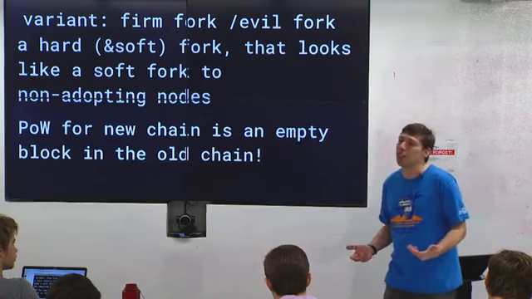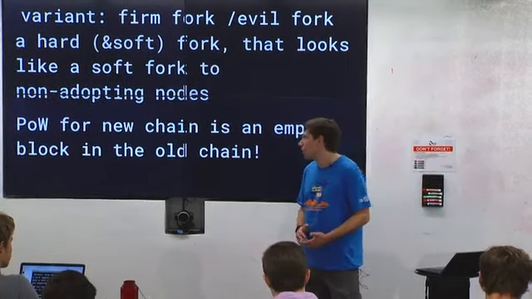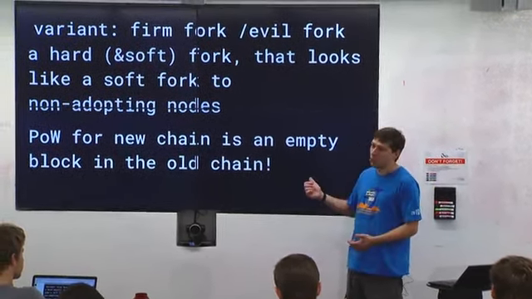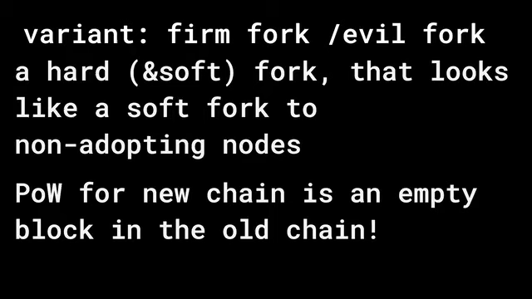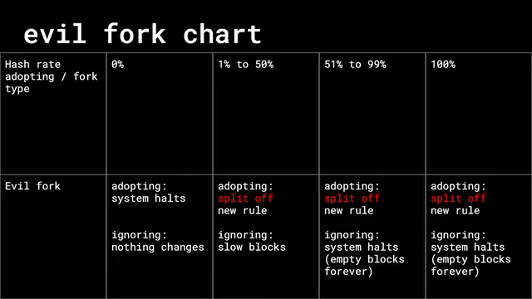It's totally deterministic. You just say, okay, my new proof of work is a valid but empty block on the old one, and I commit somewhere in this to my new block. That's kind of evil, because what happens is, here's the chart for this. It's basically a soft fork plus this little evil thing.